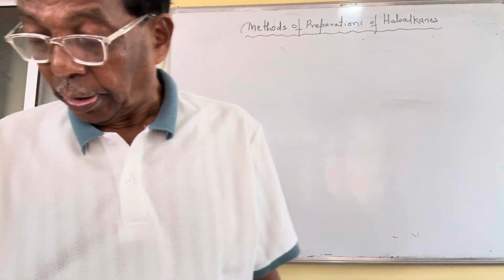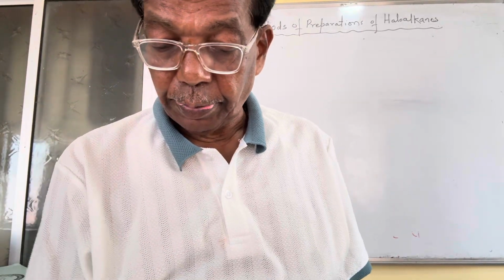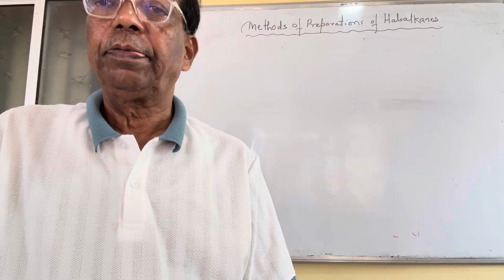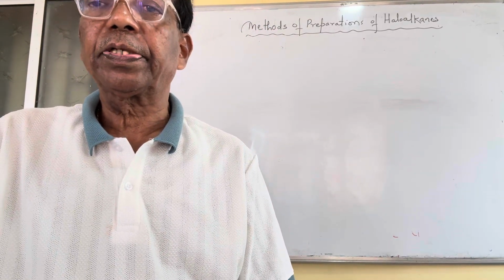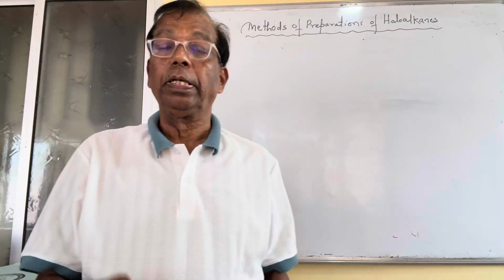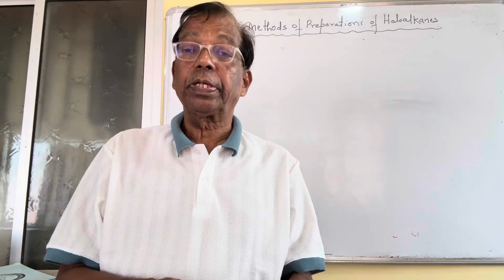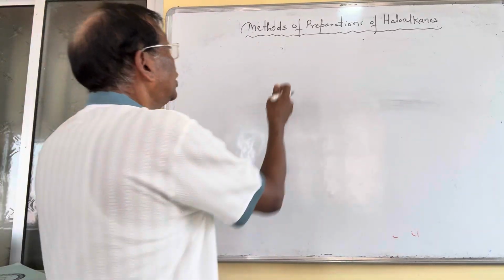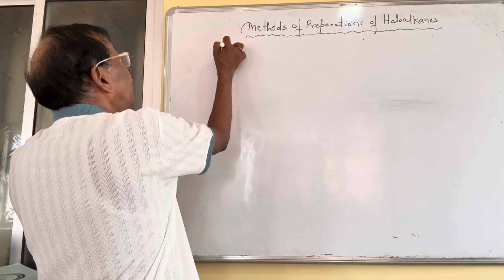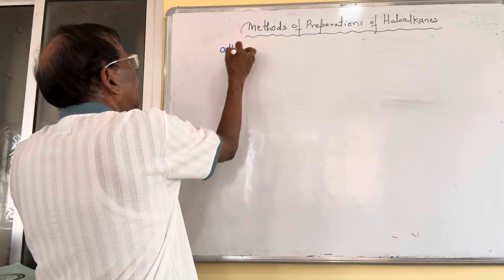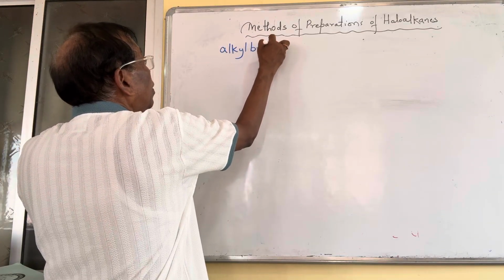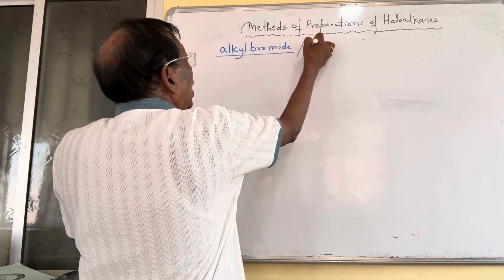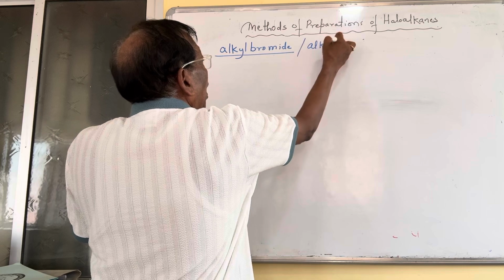Hello students, I have explained in my last video preparation of alkyl chloride using phosphorus trichloride, phosphorus pentachloride and thionyl chloride. On the similar basis, how we can prepare alkyl bromide and alkyl iodide. So it is further continuation of preparation of alkyl bromide or alkyl iodide.